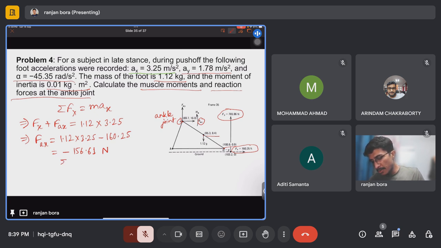And similarly, we can use summation Fy. The forces in the y direction are Fy plus Fay minus 1.12 into 9.8, equal to mass 1.12 times acceleration in the y direction, 1.78. So using this we can find Fay.